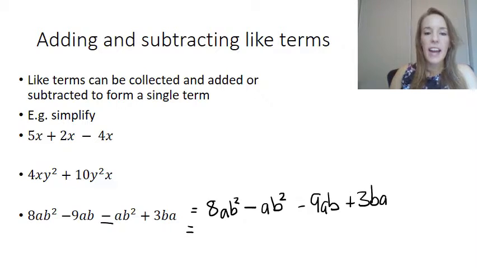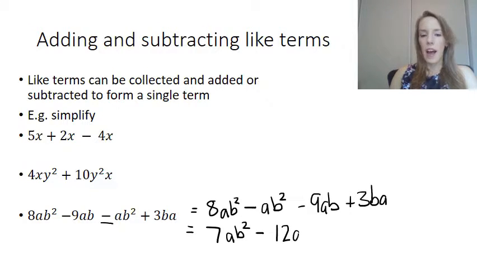So 8ab squared, take ab squared is going to leave us with 7ab squared. Take 9ab plus 3ba: 9 plus 3 is going to leave us with 11. No, it's not. It's going to leave us with 12ab. And that will be our final answer there. We can't do anything more because ab squared and ab are not like terms, so we'll just have to leave it as that, and that will count as a simplified expression.